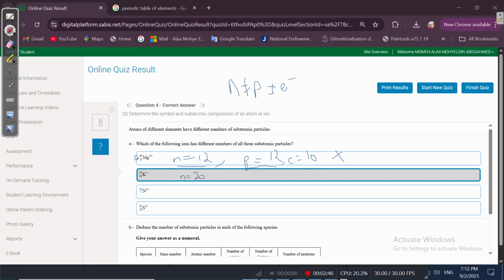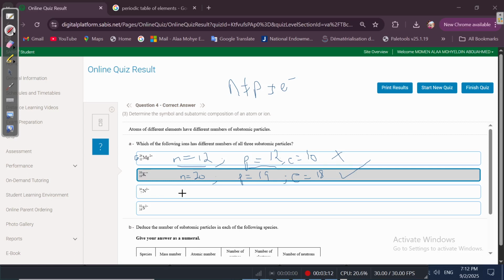Let's see here, potassium. The number of neutrons of potassium is 39 minus 19, which is 20. The protons are 19, as we said, protons is the bottom, and the electrons are 19, and then 1 electron was removed, so it's 18. Okay, so this is what we want: the number of neutrons different from the number of protons, different from the number of electrons.